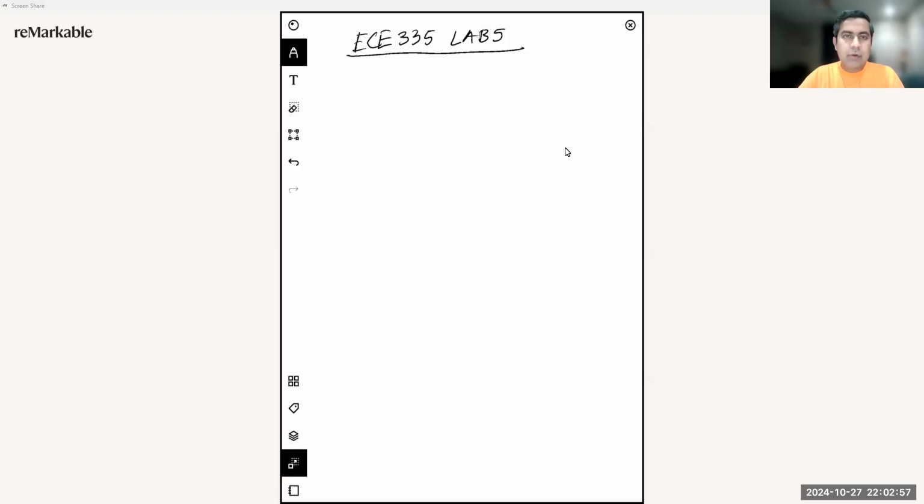All right. Hello, everyone. So today we are going to talk about ECE 335, Lab 5. This is about bipolar junction transistors, or BJTs. We are going to work on this lab with two BJT devices.